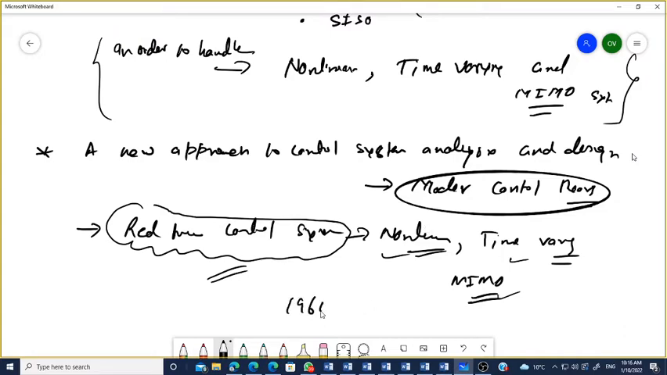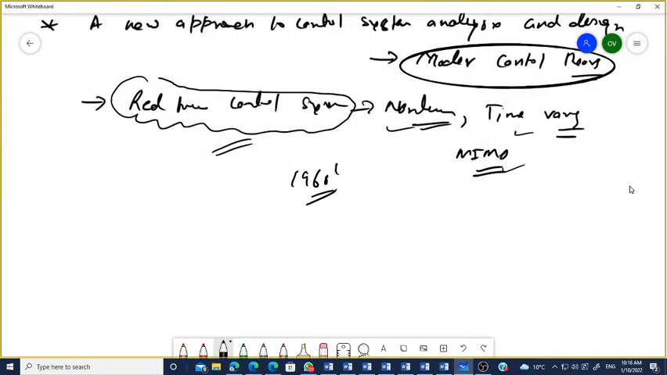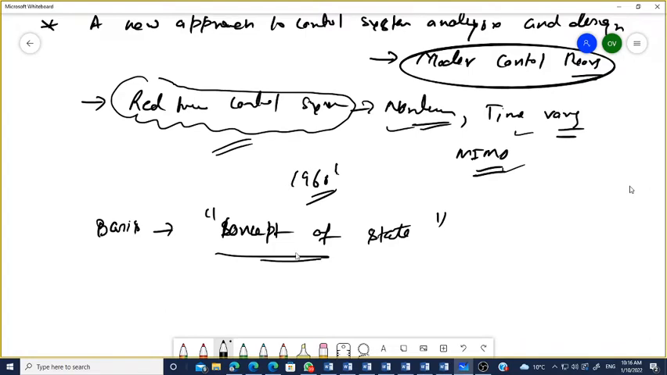In the 1960s, this theory, the modern control theory, was proposed. And what is the basis of the modern control theory? The basis of the modern control theory is the concept of state. Concept of state is the main keyword for the modern control theory. So now what is the state? We will now cover that.